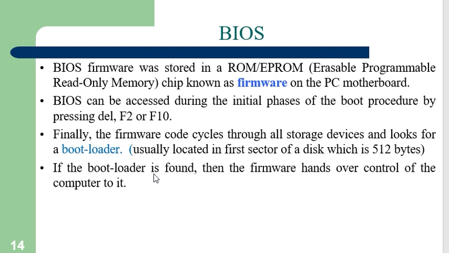Here, the BIOS firmware is stored in the ROM or EPROM, which is popularly known as erasable programmable read-only memory. This chip is known as firmware on the PC motherboard. BIOS can be accessed during the initial phases of the boot procedure by pressing Del or F2 or F10. Finally, the firmware code cycles through all the storage devices and looks for a bootloader. If the bootloader is found, then the firmware hands over control of the computer to it.